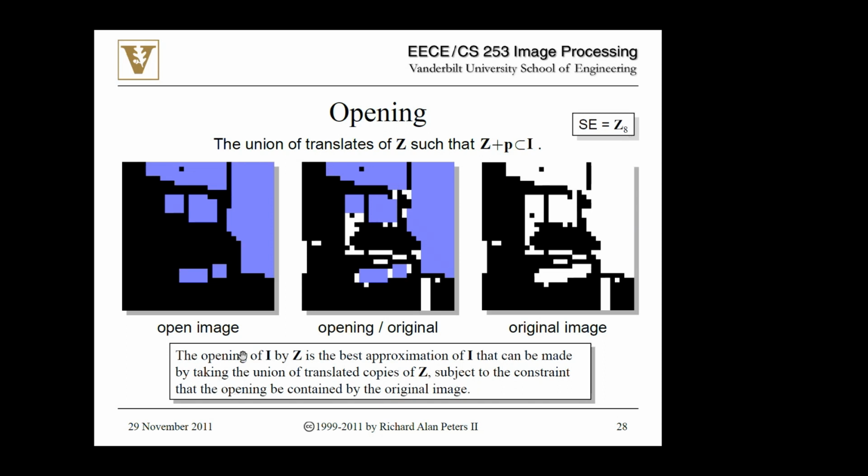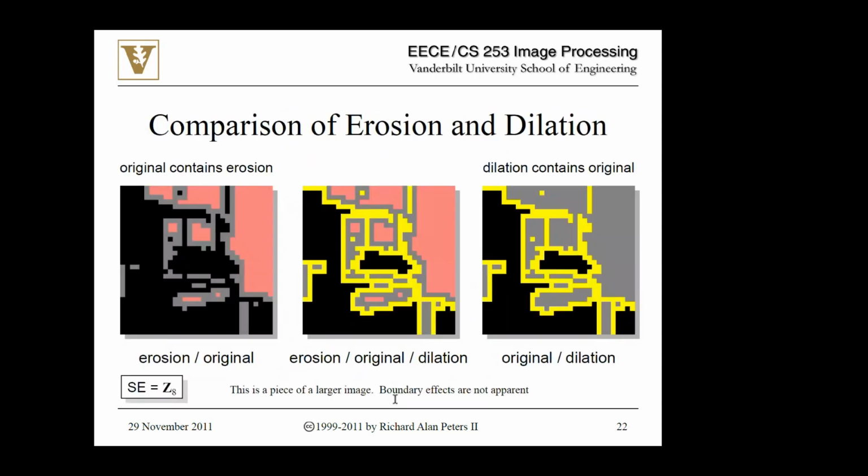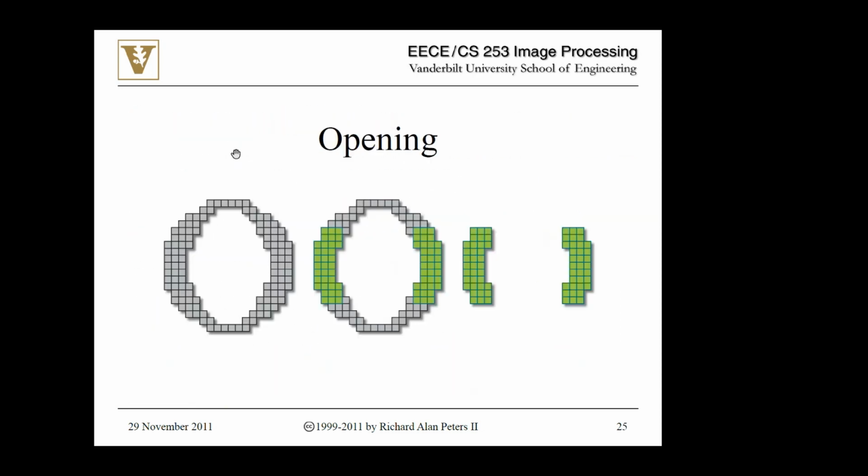Okay. Actually, this is an interesting topic. The opening of I by Z is the best approximation of I that can be made by taking the union of translated copies of Z, subject to the constraint that the opening is contained in the original. So one of these properties that we saw before is that the original always contains the erosion. So it always contains the opening.